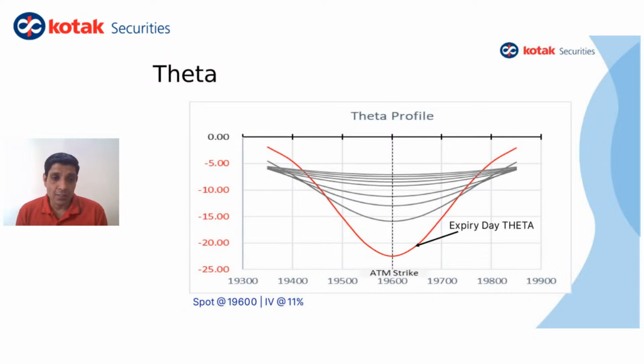Vis-a-vis, if you're a writer, you would hope that the market does not move anywhere and it expires at 19,600 or below if you're a call option writer. And here, theta is your friend if you're a writer of options. So if you're a buyer, it is against you, and if you're a seller of an option, time is your friend.